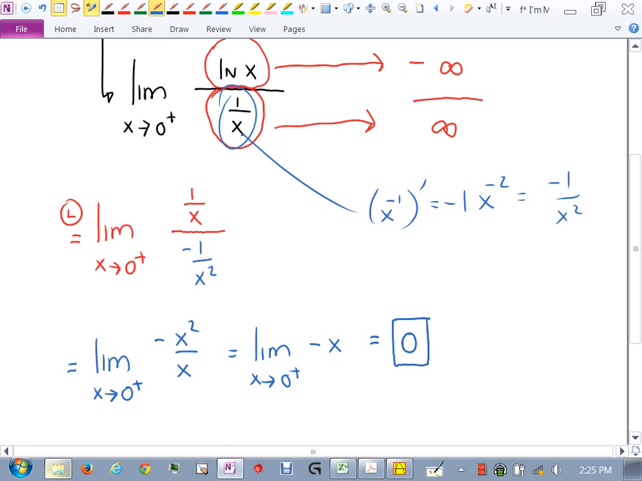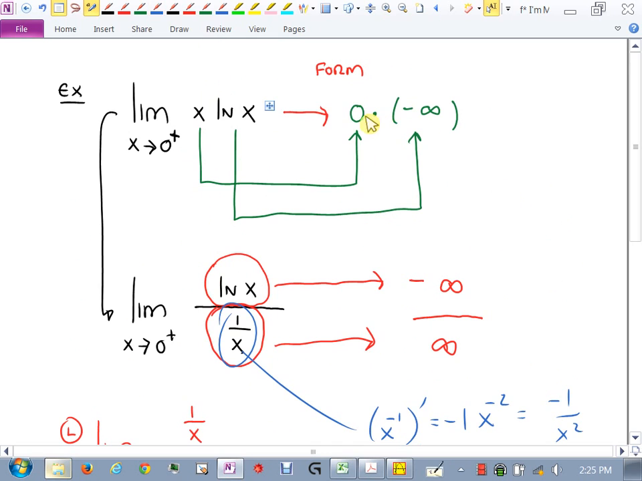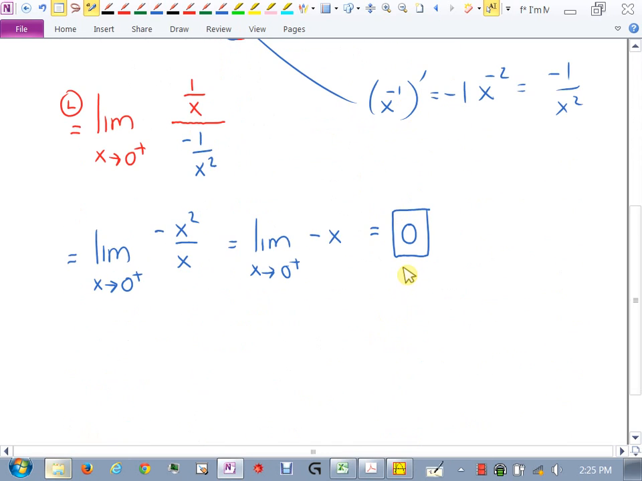Now, does that mean that every single time that you have 0 times infinity, your answer is going to be 0? No. For this particular setup, that's the way it worked. But for a different problem, it might be something else. So you got to go through all the groundwork here and get it done.